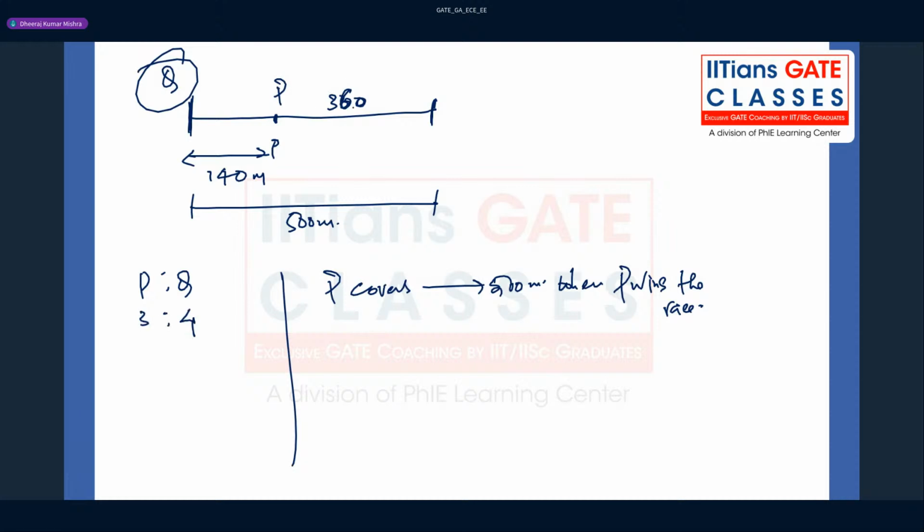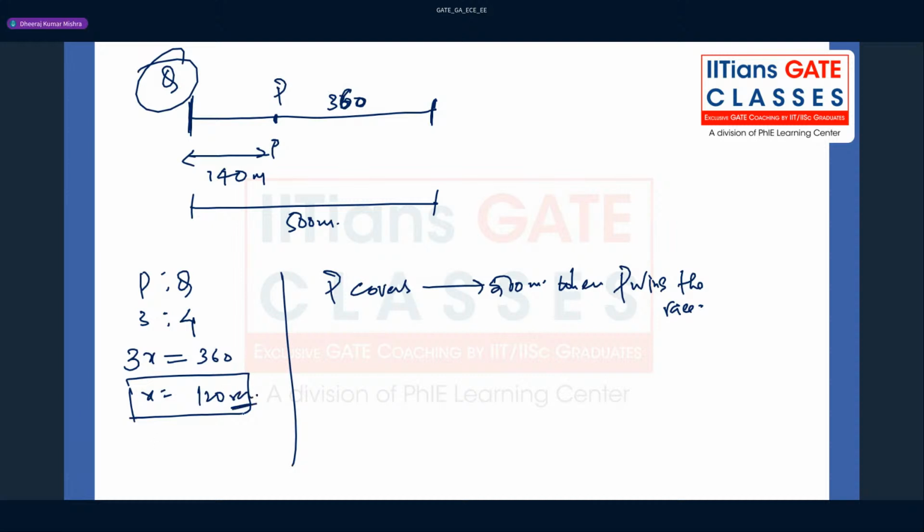So 3 should correspond to 360. Sorry, okay? That is what I missed out. Please remember that. You can correct also. So 3x corresponds to 360 because this is P here, right? So x will be what? X is going to be 120. X is going to be 120 meter.